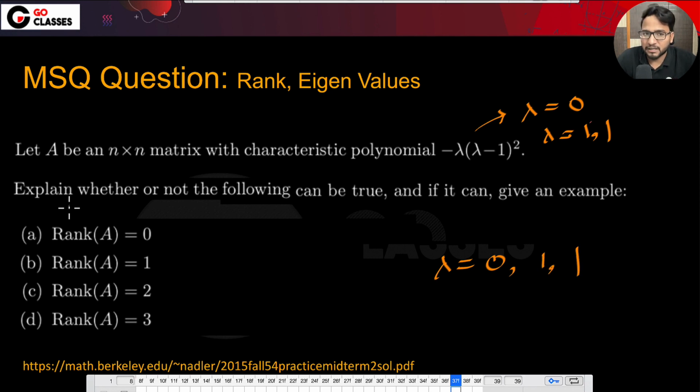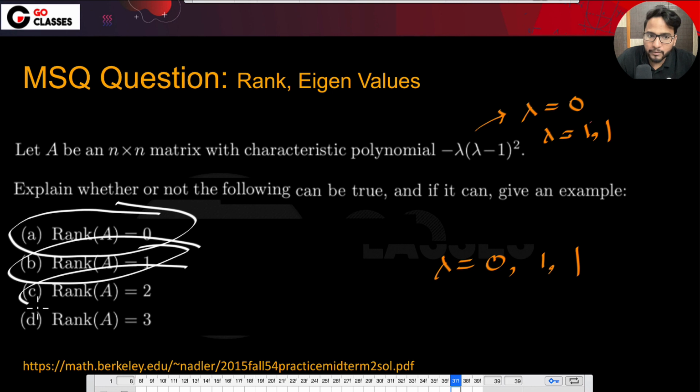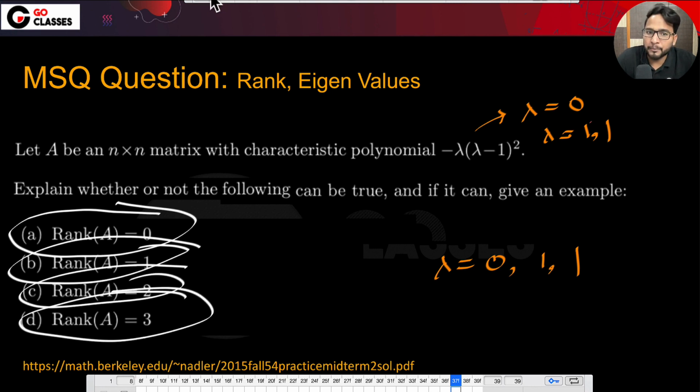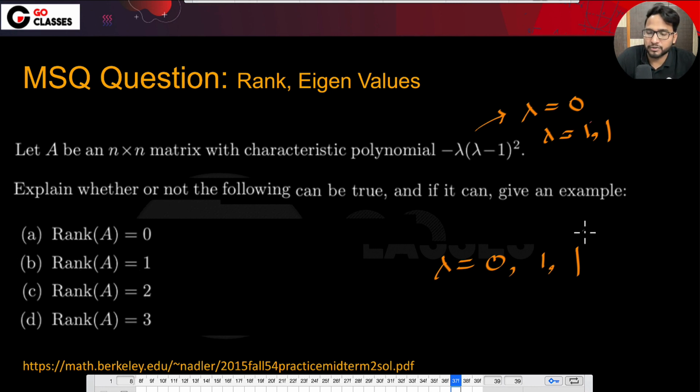Now let's see what they're asking: explain whether or not the following can be true, and if it can, give an example. So basically, you just treat this as an MSQ question. They are asking, can the rank be 0? Can the rank be 1? Can the rank be 2? Or can the rank be 3? So what are the possible values of rank? That's what the question is.